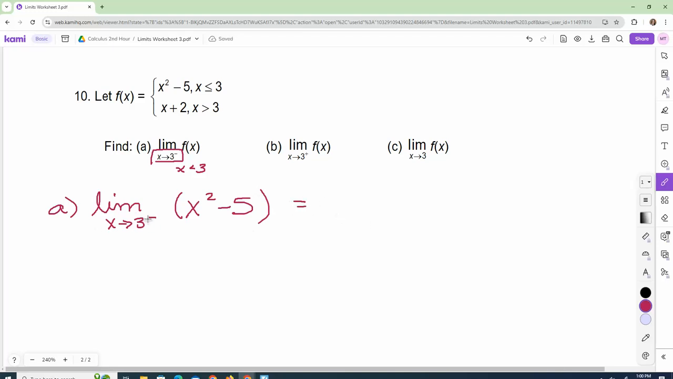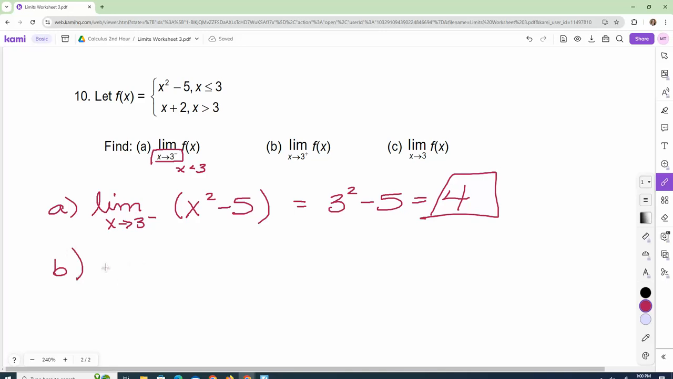Okay, the left doesn't matter anymore. That's what told me which piece I'm on, so I could just plug in a 3. And we get 4. Now one equals 5. So that one does not exist. Alright, is everyone okay on part A?